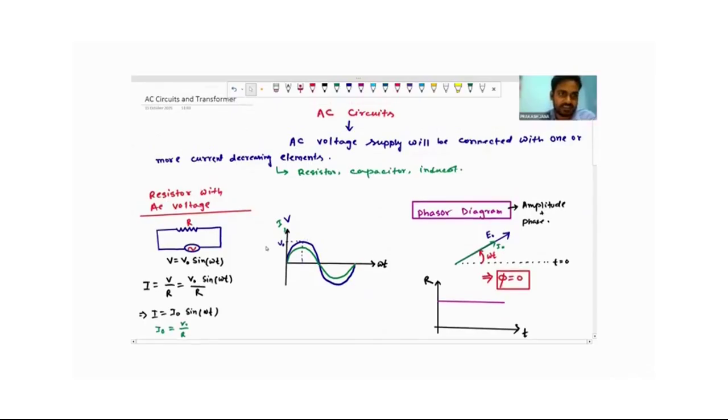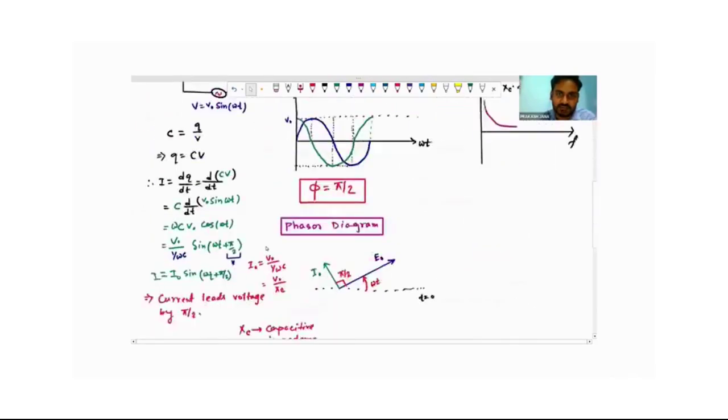Next, our topic is transformer. Our next topic is transformer. So we will briefly discuss the transformer. What is a transformer? A transformer is a device, a static device.